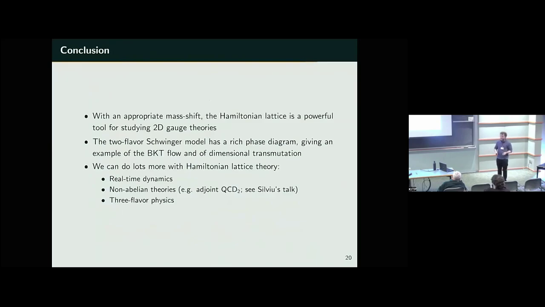The main idea here is that this mass shift, which has been mentioned a few times in this conference already, is a really powerful tool for looking at U(1) gauge theories on the Hamiltonian lattice. It really enables a lot of calculations that would not have been possible otherwise. And in particular, we were able to use it to find this rich phase diagram for the two-flavor Schwinger model, seeing this manifestation of BKT flow.